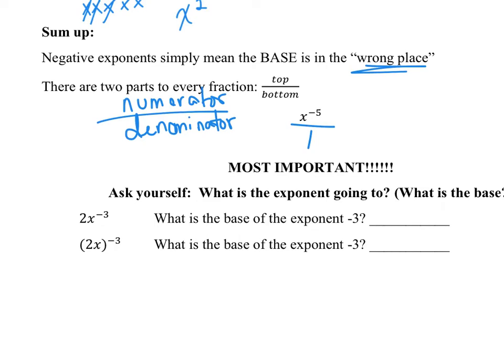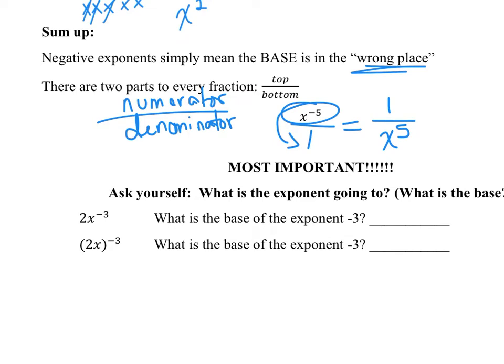Okay, so if x to the negative fifth is in the wrong place, that means that it should be on the bottom. There's only two places, so if it's on the top, it should be on the bottom. So that means this belongs down here. Once you put it there, it's now happy and it's positive, and that's done.